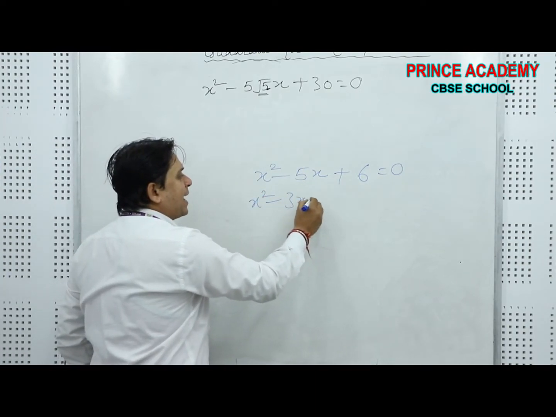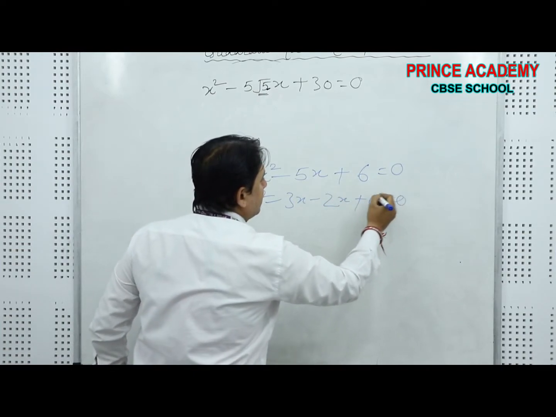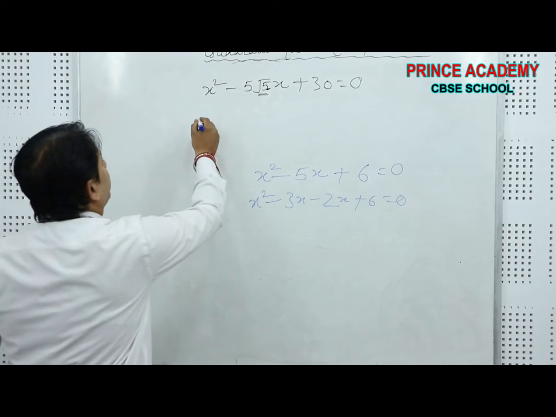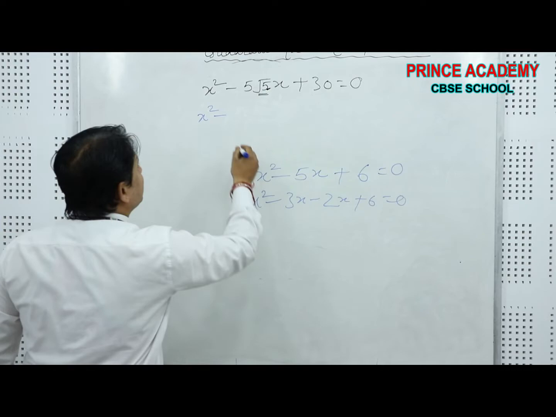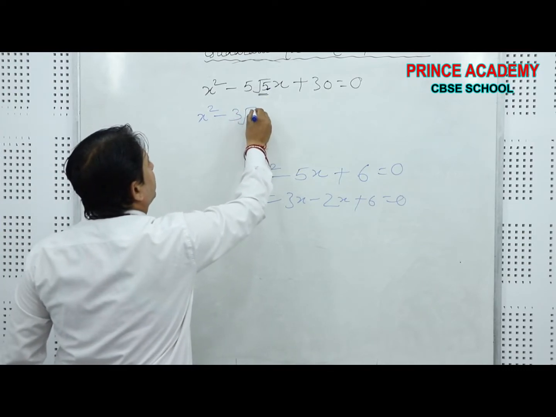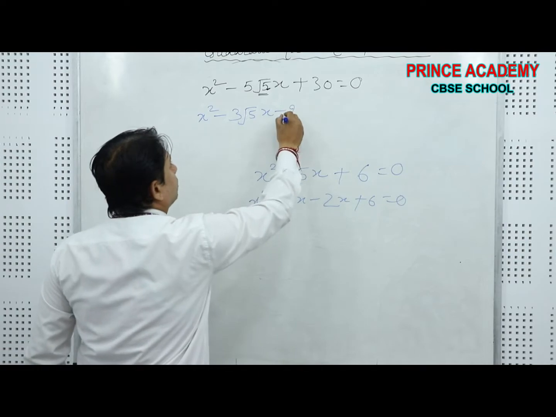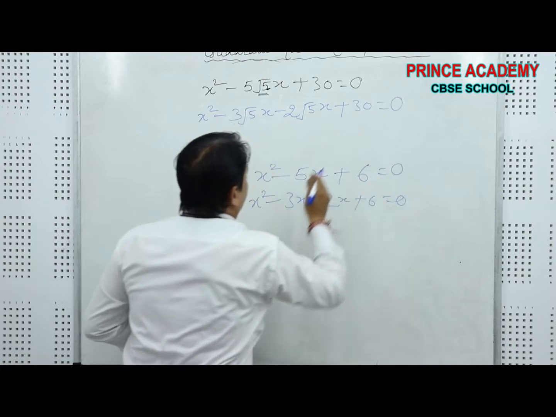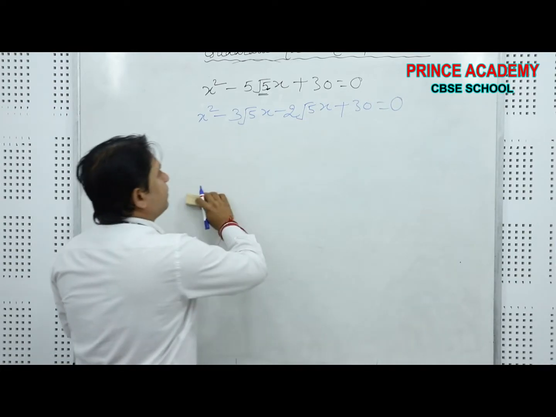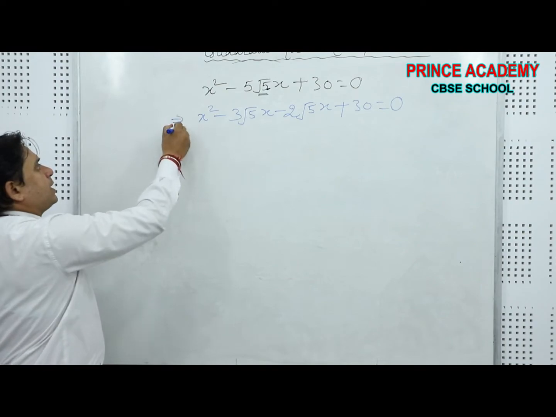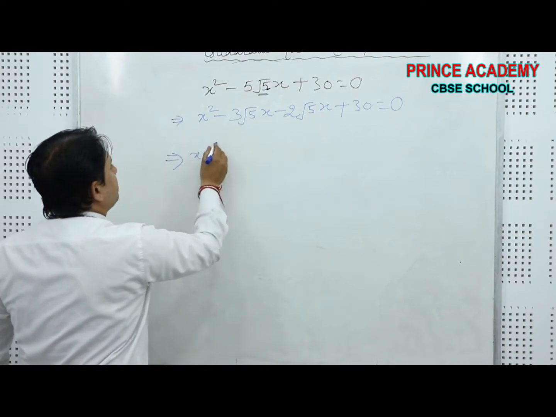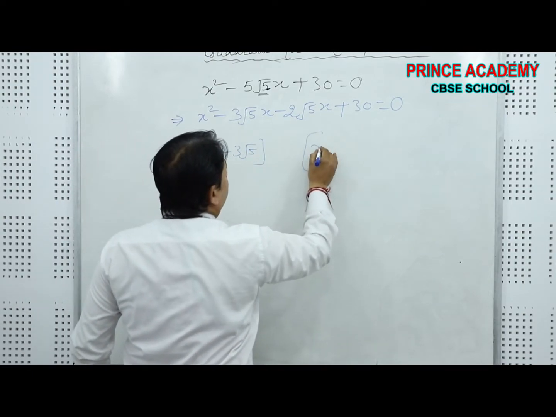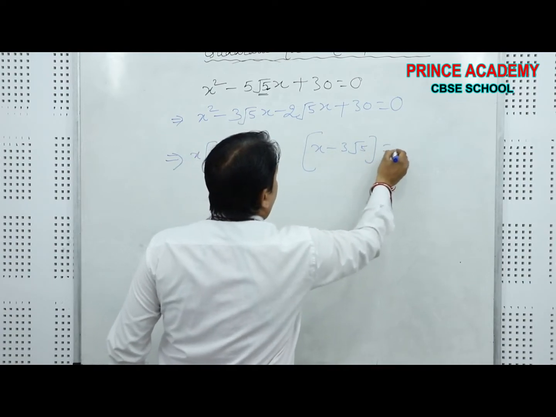X square minus 3x minus 2x plus 6. Yes or no? The same thing I wrote here. I wrote here x square minus 3x, 3 put root 5 along with it, minus 2 put root 5 along with it, plus 30 is equal to 0. Yes or no? This is the thought process. Okay, now see, from here x common, x minus 3 root 5. This should appear here, yes or no?